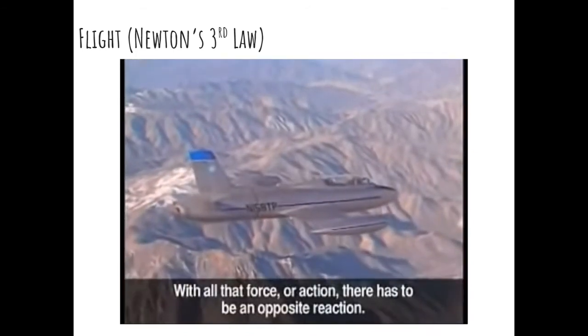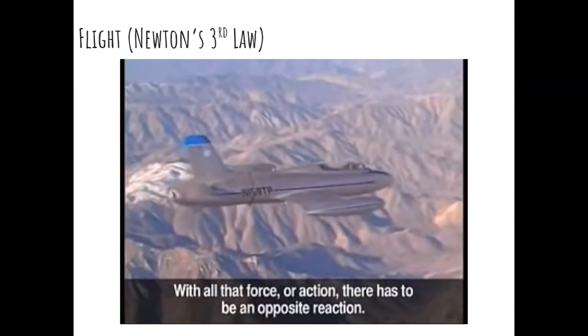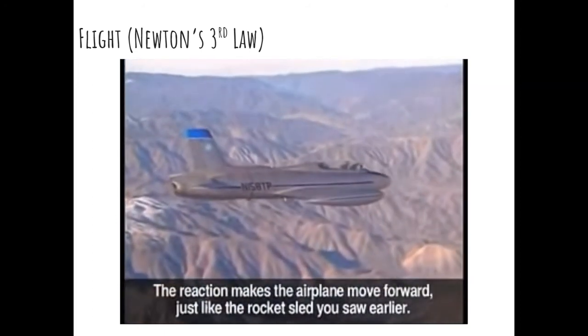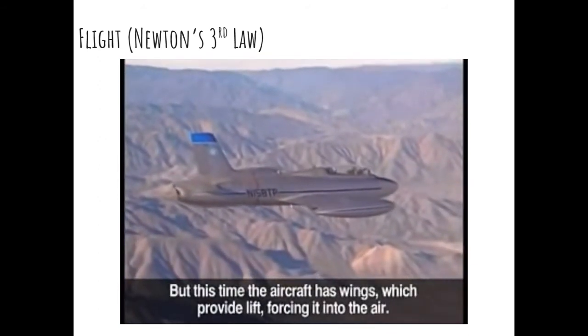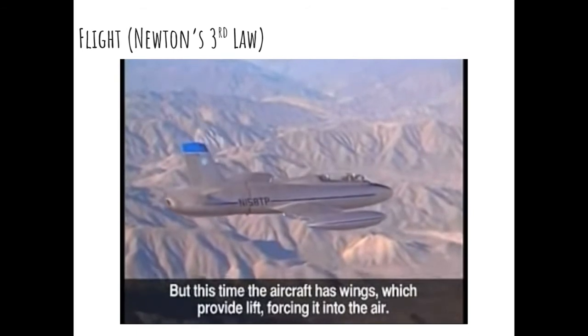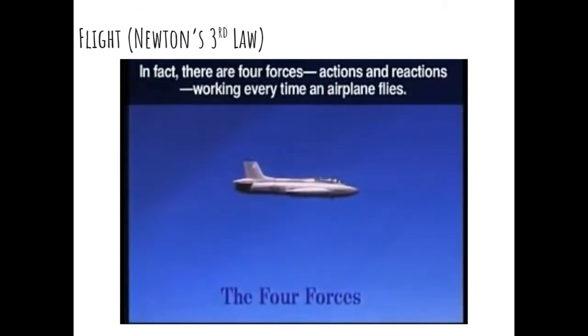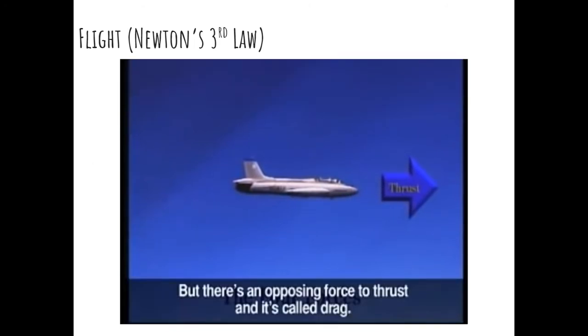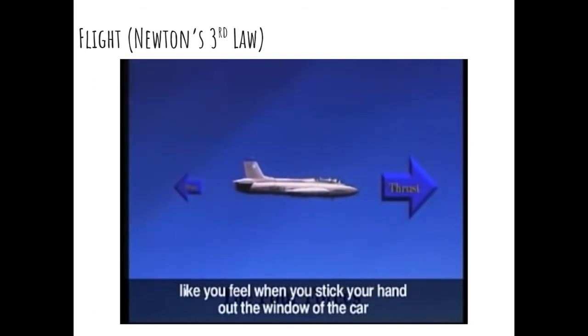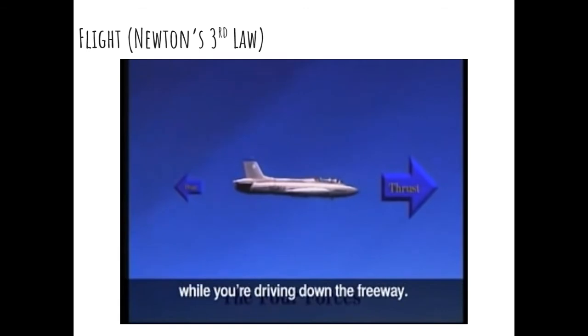With all that force, or action, there has to be an opposite reaction. The reaction makes the airplane move forward, just like the rocket sled you saw earlier. But this time the aircraft has wings which provide lift, forcing it into the air. In fact, there are 4 forces, actions and reactions, working every time an airplane flies. The thrust of the engine is one of the forces making the aircraft move forward. But there's an opposing force to thrust, and it's called drag. Drag is the resistance of the atmosphere on the aircraft, like you feel when you stick your hand out the window of the car while you're driving down the freeway.